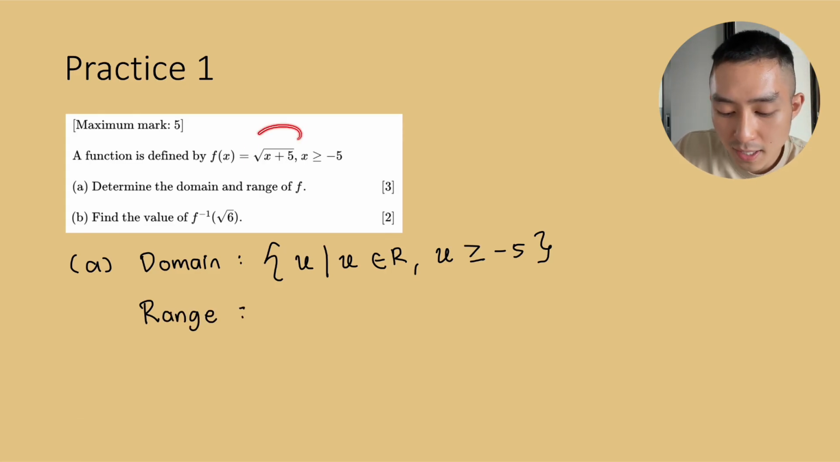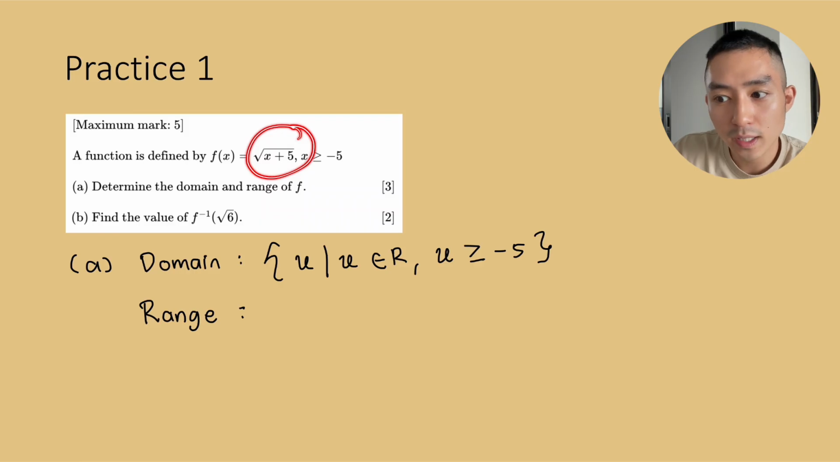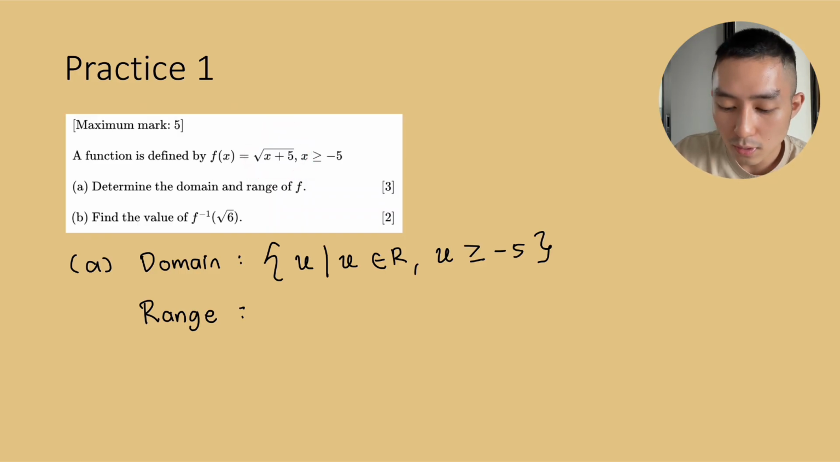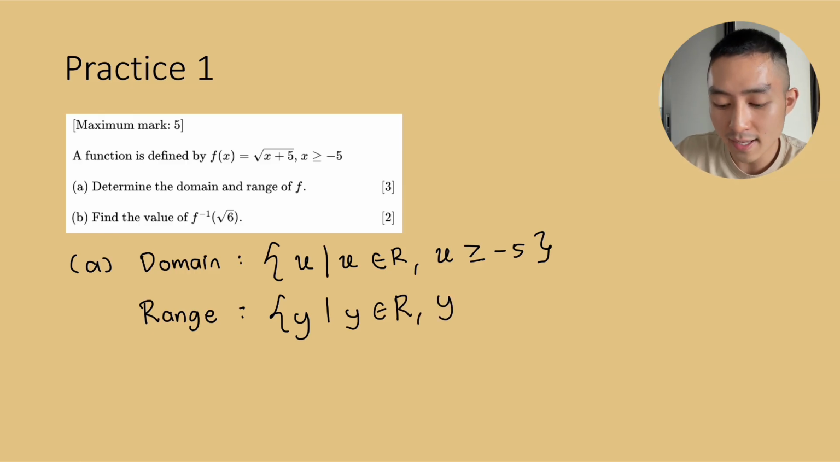For the range, you can also check that visually. But always remember that whatever is inside the square root will give you positive or zero values because you cannot square root a negative number. So the value of the output is y, also an element of the real numbers, and y is larger than or equal to 0.